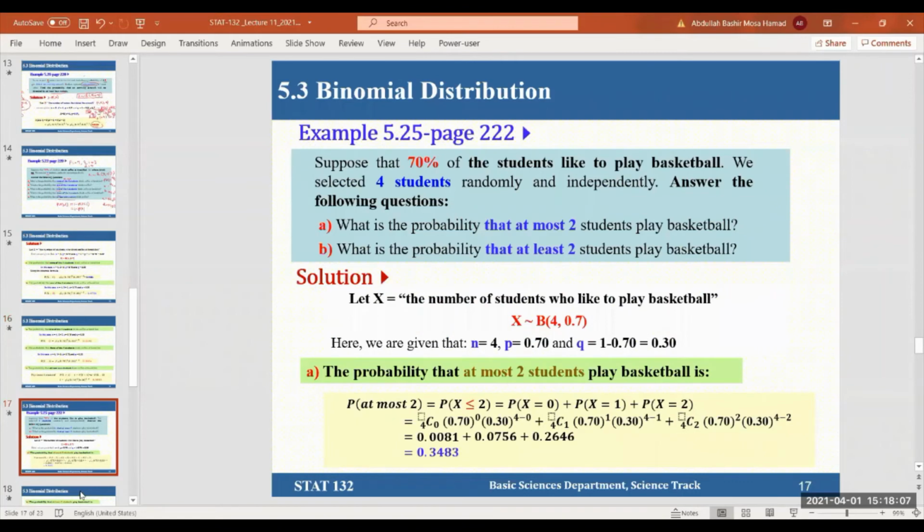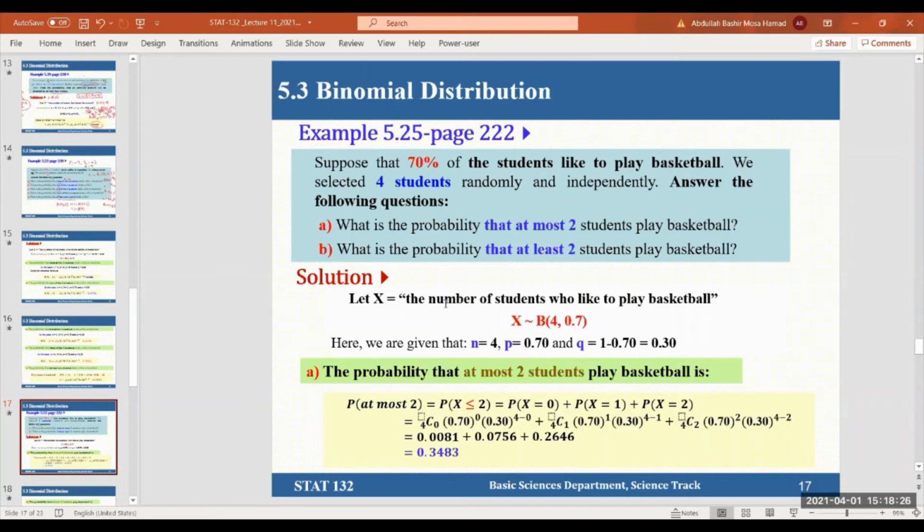Now, let's see another example. No, this is the same example but with a different question. It is a different example: example 5.25, page 222.